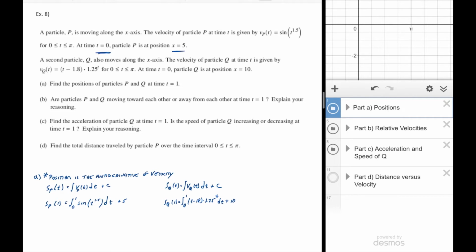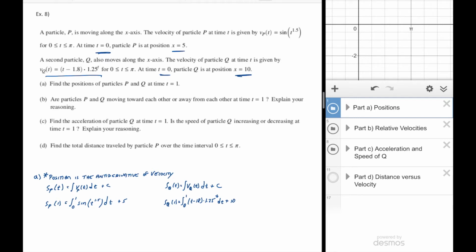Our second particle, q, also moves along the x-axis. The velocity of this particle at some time is given by a different function, still 0 to pi, and at time equals 0, the start, we know that our particle q is at position x equals 10. So find the position of the particles p and q at time t equals 1. So we're given the velocity.